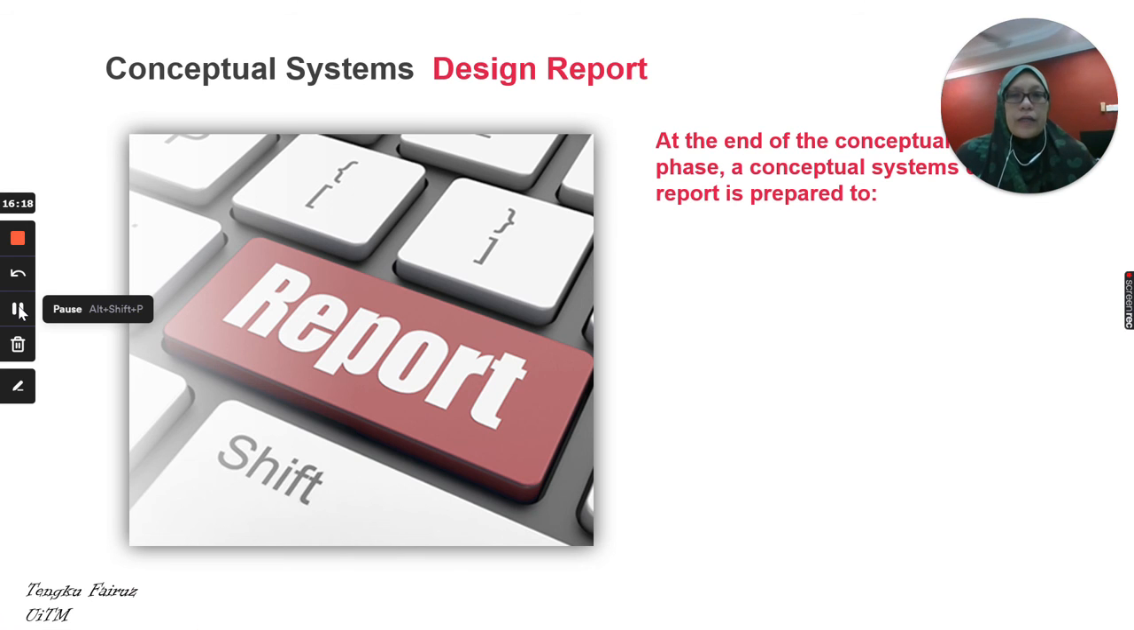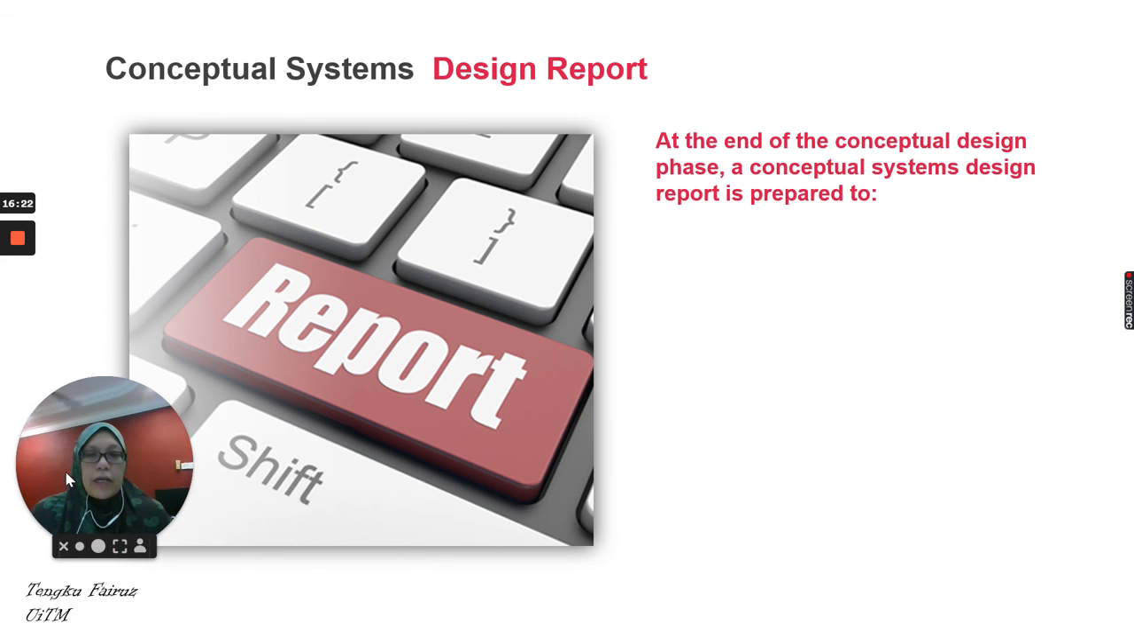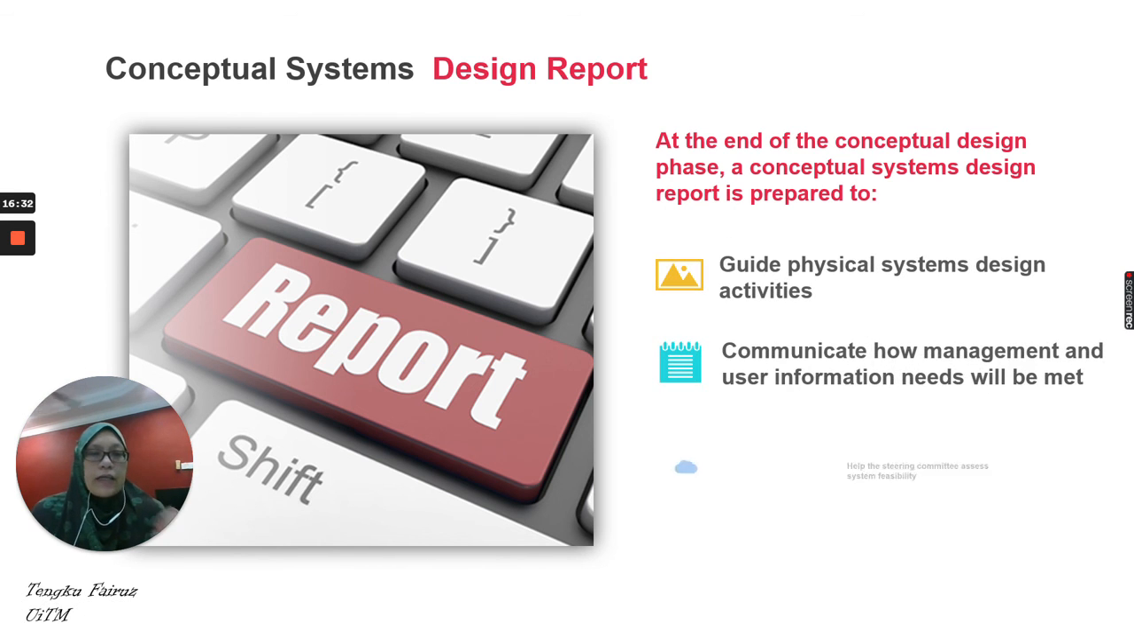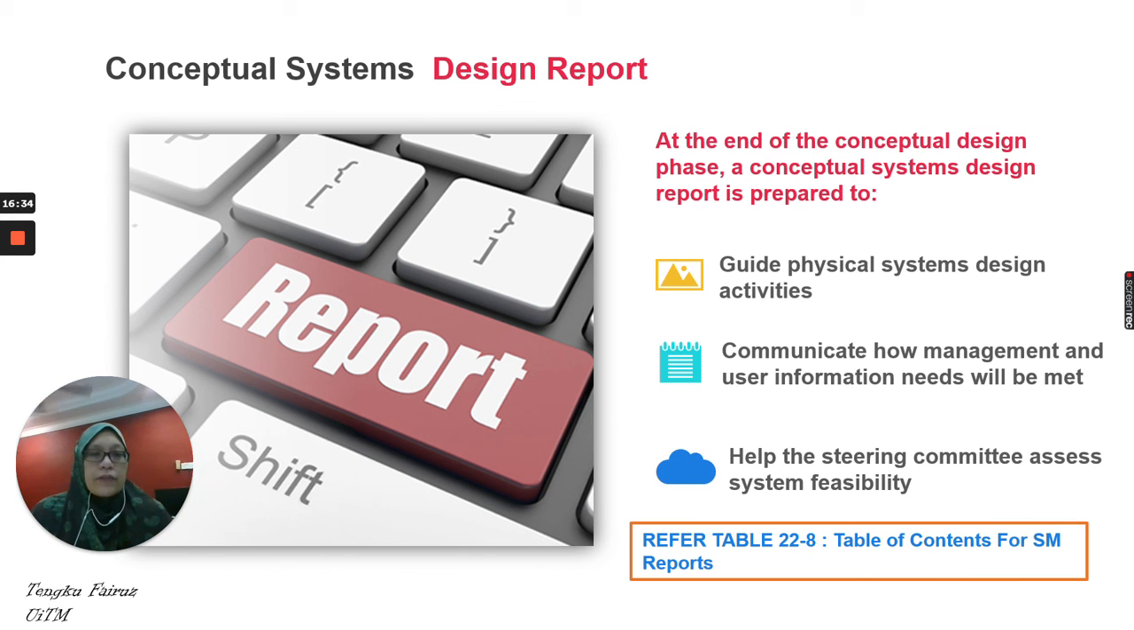Then the last step, they need to prepare the report lah. Okay, so report ni actually includes all the specifications that we discussed just now. So at the end of the conceptual design phase, the conceptual system design report is prepared, so that this report can give a guide on the physical design after this phase. Okay, after this phase is physical system design. So this report will be used as the guideline for the system design, and it also can be used to communicate how the management and user information needs will be met.